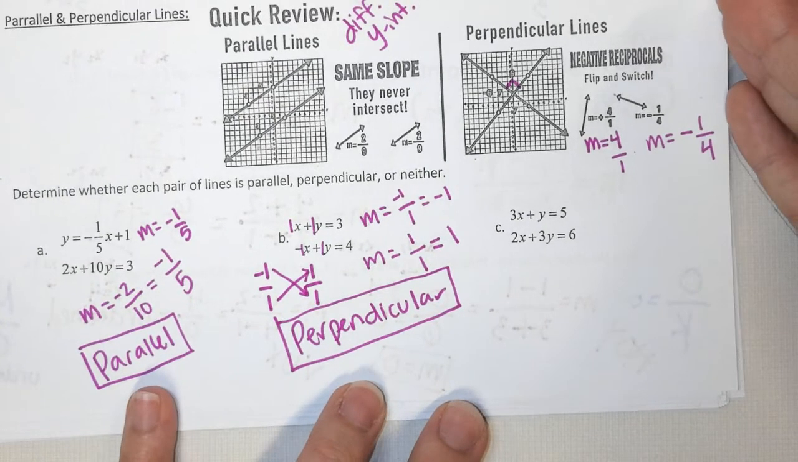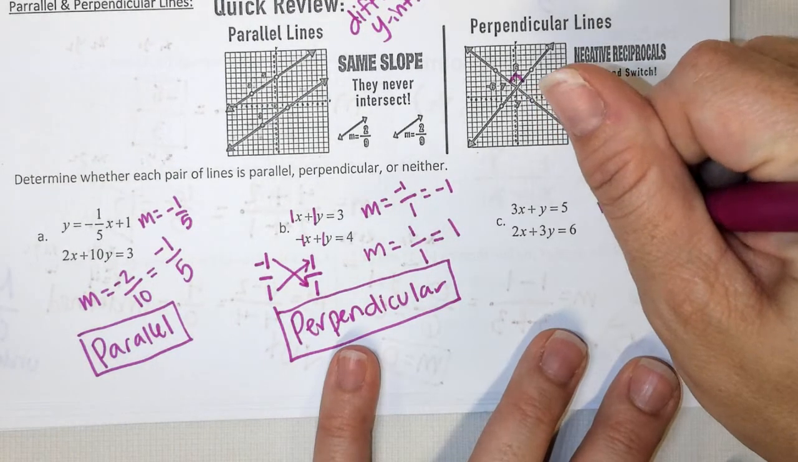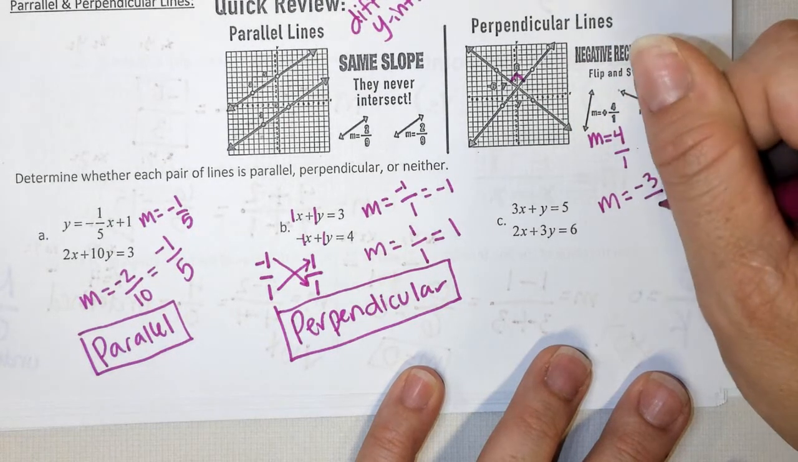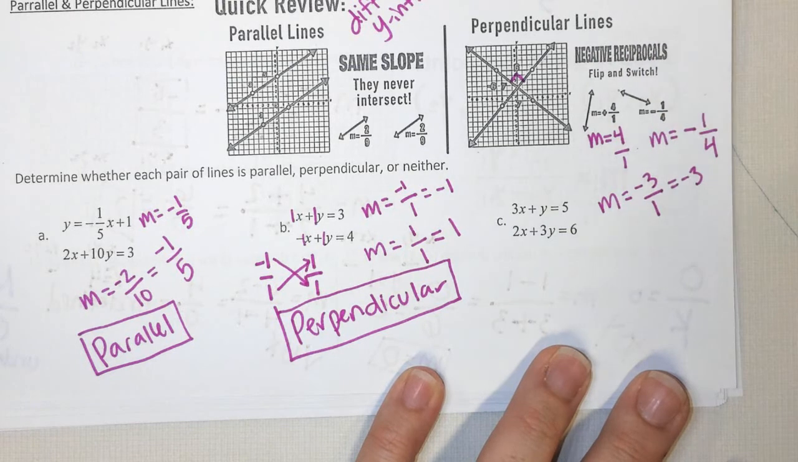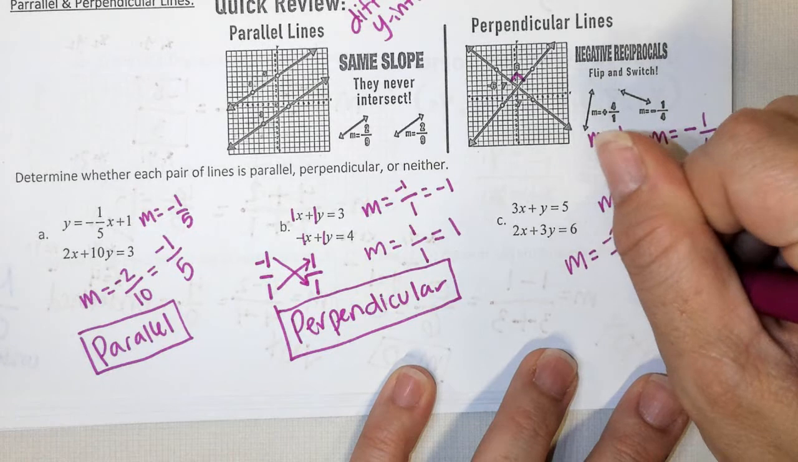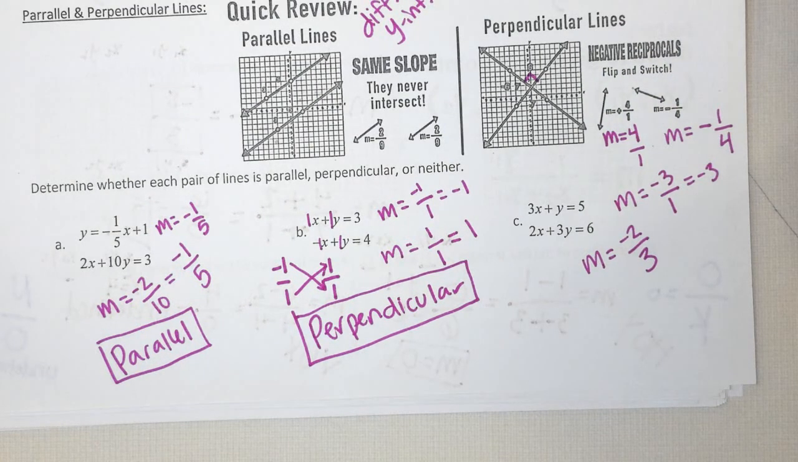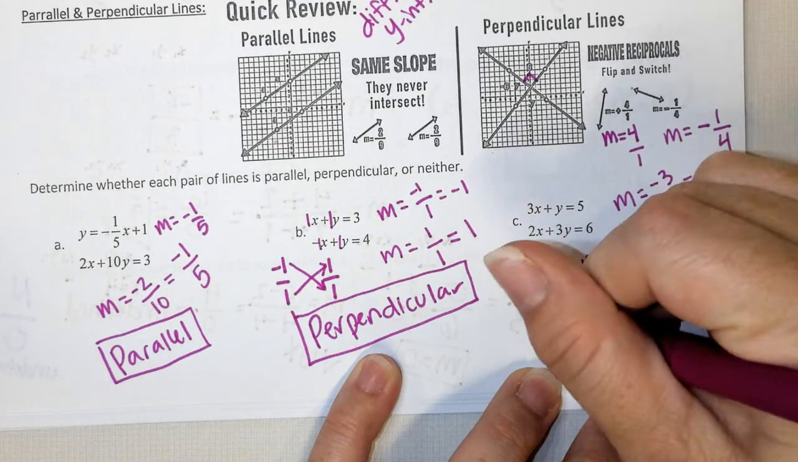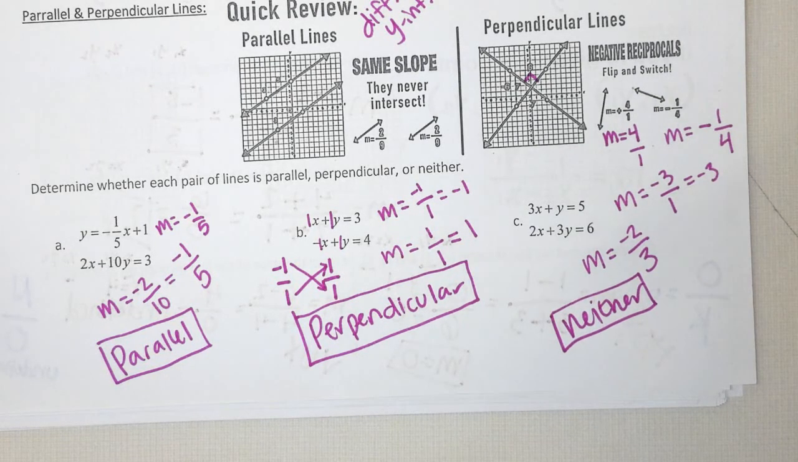Okay, last one. What's my slope of the top? Negative 3 over 1, which is just negative 3. And what's my slope of the bottom? Negative 2 over 3. Are these opposites? Well, they're both negative, so no. Are they the same? No. So these are neither. They're not the opposite, they're not the same, they're not reciprocals, so it's nothing. They're just two lines. They'll touch because they don't have the same slope, but they're not going to touch at a perfect angle. Does that make sense?